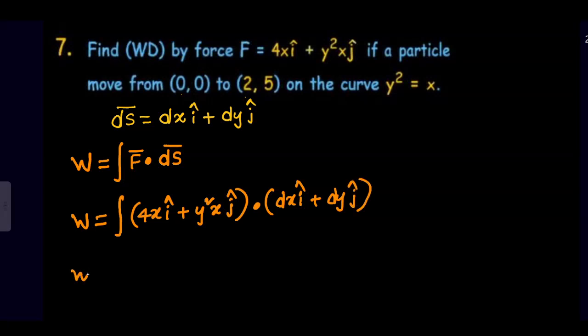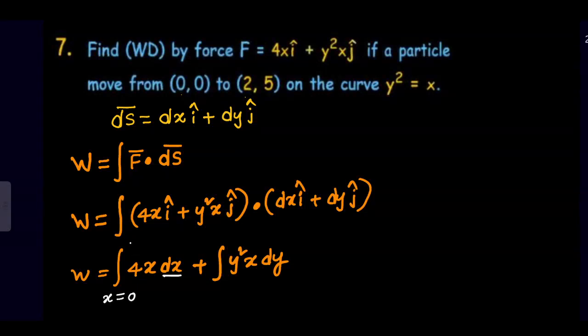Now find the dot product here. That is the integral of 4x dx plus, I can split it, the integral of y square x dy. For the first term, dx is there, so we take the x limits, 0 to 2. Here the dy is there, so the y limits are 0 to 5.